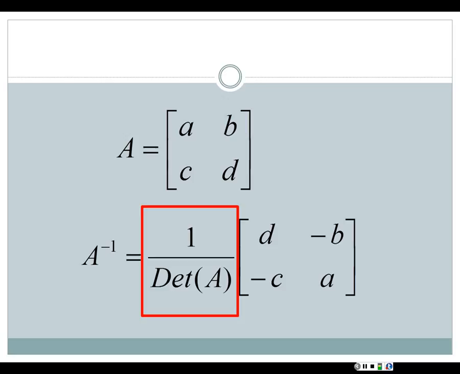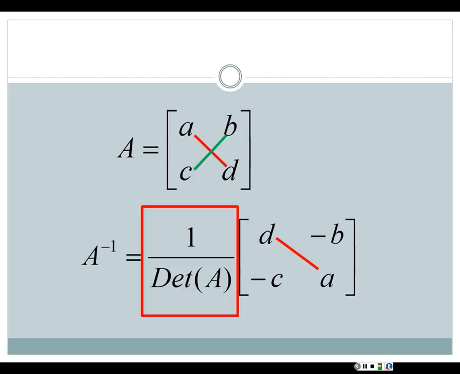What we do is first look at the two elements on the main diagonal. In the resulting matrix, we keep those two numbers in the same overall locations, but you switch the spots. So A takes the place of D and D takes the place of A.